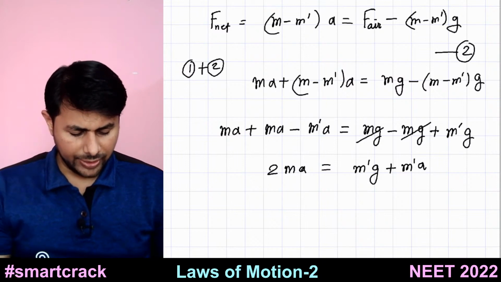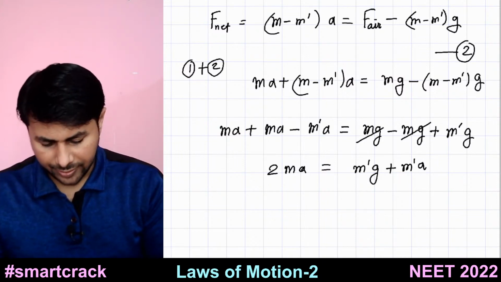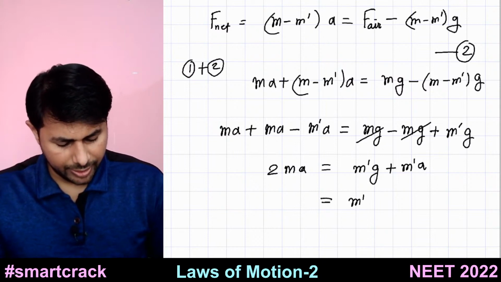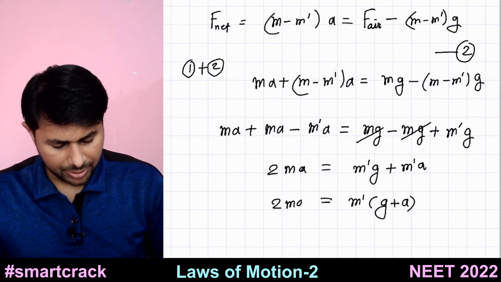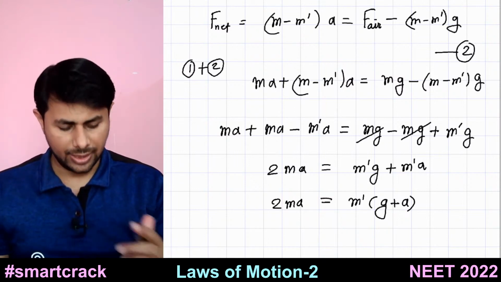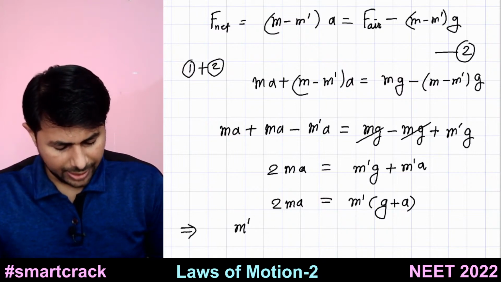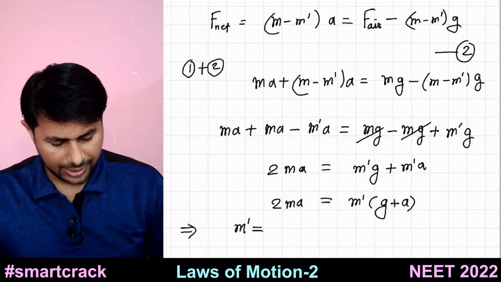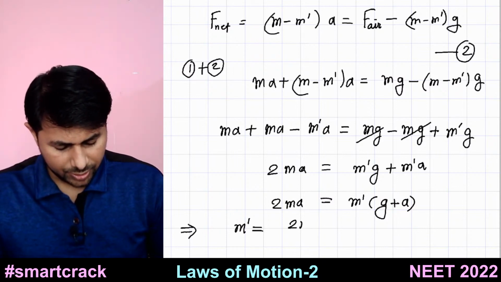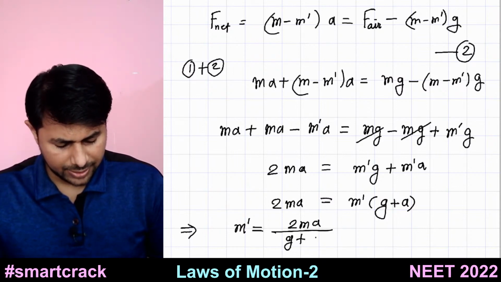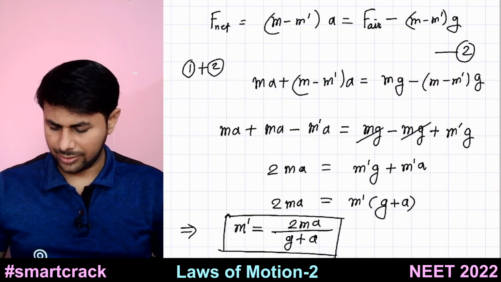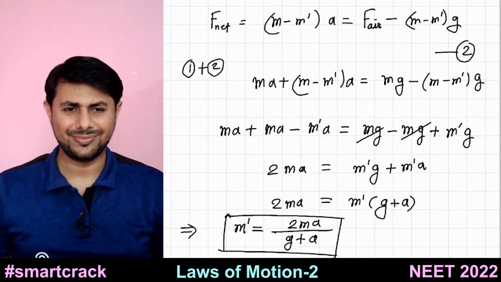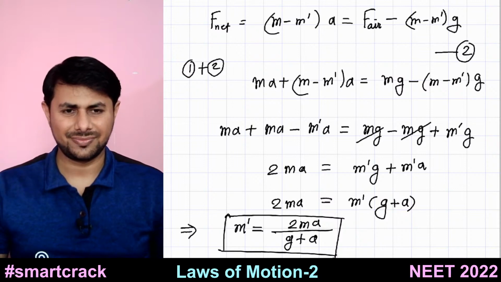Okay, so you can take m prime common from the right-hand side, and you will be left with g plus a, and on the left-hand side you have 2 times m into a. Now let's take g plus a to the left. So what do you get? You get m prime equals 2 times ma, and g plus a will come in the denominator, so it is 2 times ma divided by g plus a. So this is the answer. Okay, is it clear? Yes, is it clear?